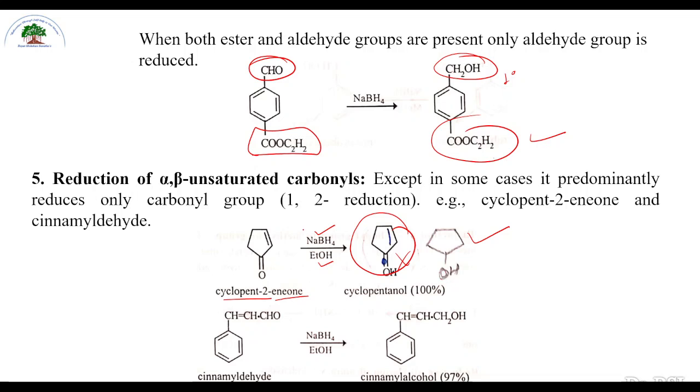That means reduction of this alpha beta unsaturated carbonyl takes place. When cinnamaldehyde is reduced in the presence of sodium borohydride in ethanol, we get this cinnamyl alcohol, 97%.